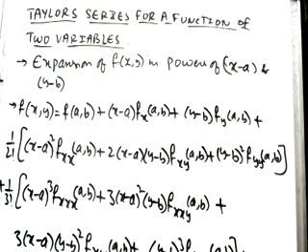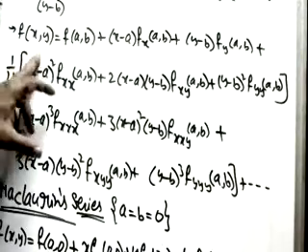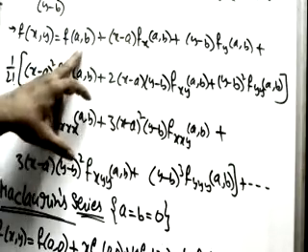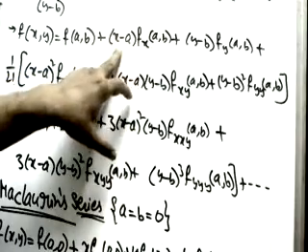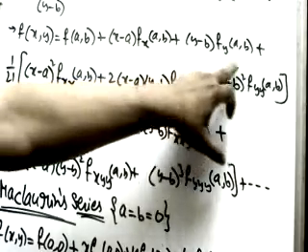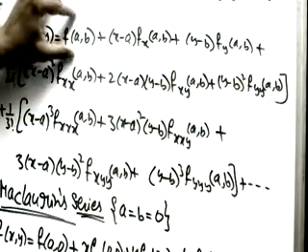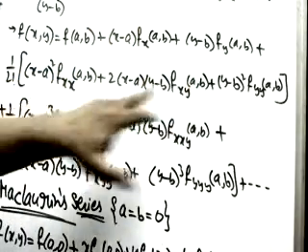You see here, expansion of f of x comma y in powers of x minus a and y minus b. The formula is too lengthy, but there are some basic hints to understand it. Now see here, f of x comma y equals f of a comma b, plus x minus a times fx of a comma b, plus y minus b times fy of a comma b. These are the degree 1 terms.